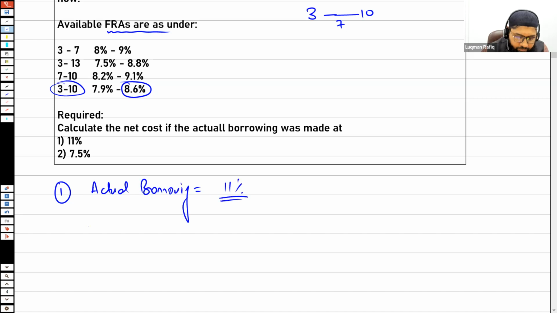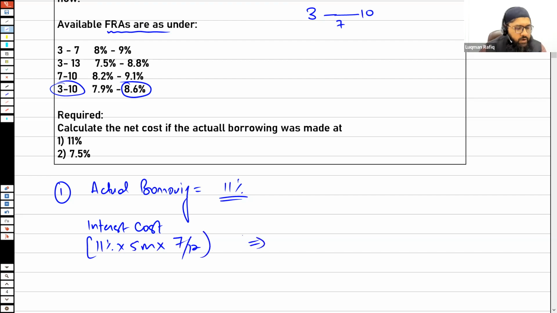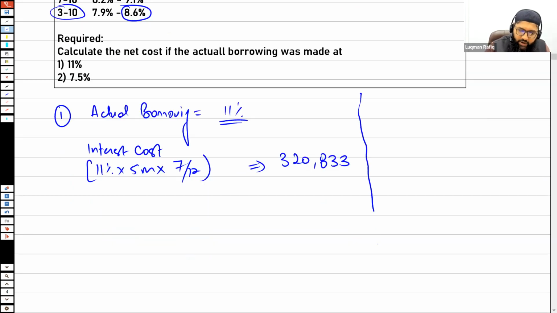Actual borrowing is 11%. The interest cost is going to be 11% into $5 million into 7 upon 12. So resultingly, what happens is $5 million into 11% into 7 divided by 12. So this actually gives you 320,833. That's your interest cost.